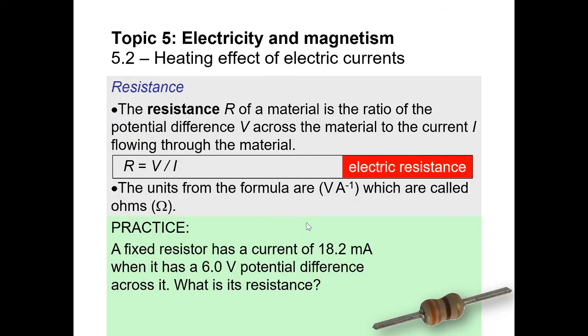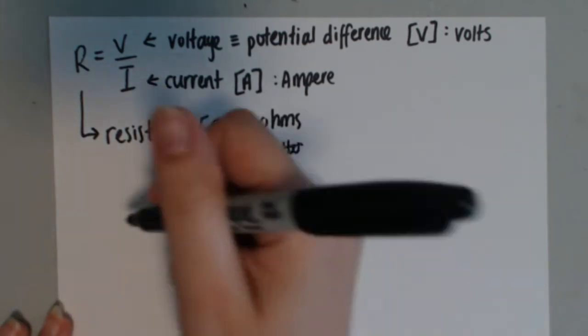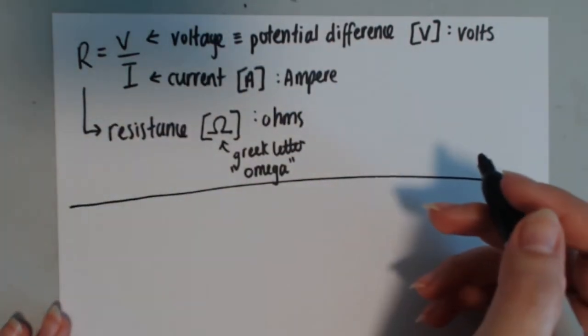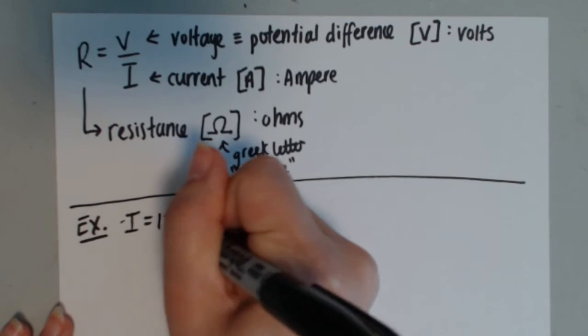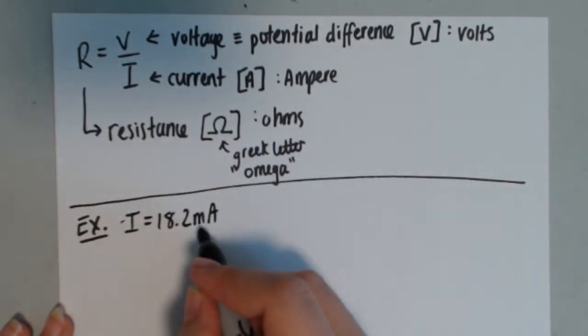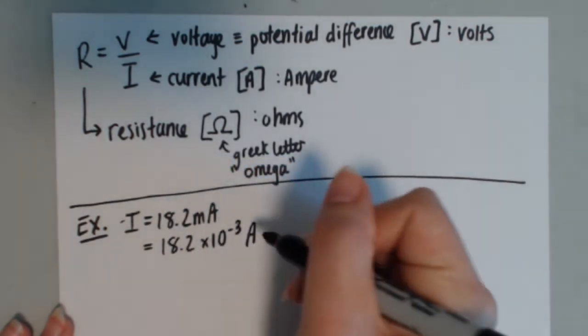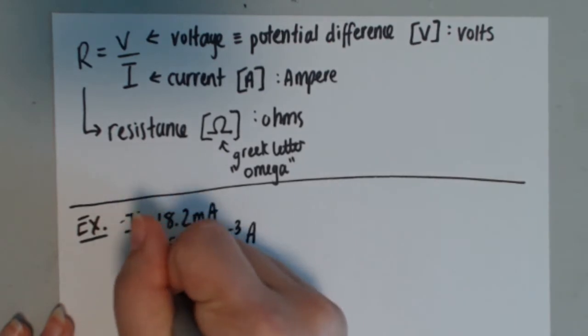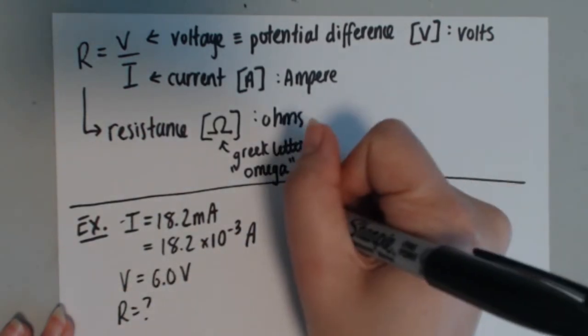All right. A fixed resistor has a current of 18.2 milliamperes when it has 6 volts potential difference across it. What is its resistance? So hopefully you have the slides in front of you. So even when I switch screens like this, you still have the question in front of you. All right. So the current going through is 18.2 milliamperes. The prefix milli means times 10 to the minus 3, so I convert that right away. All right, and we know this is the current when a potential difference of 6 volts is applied across it.